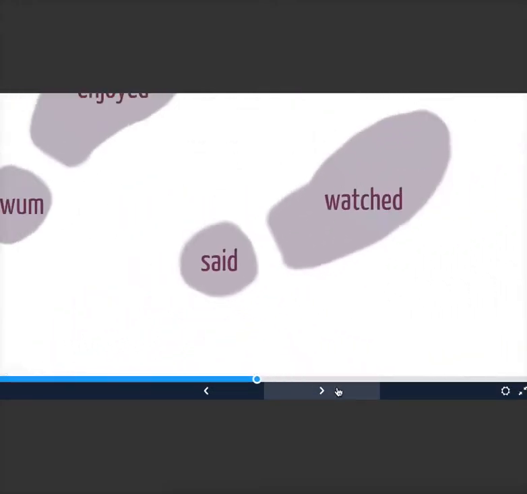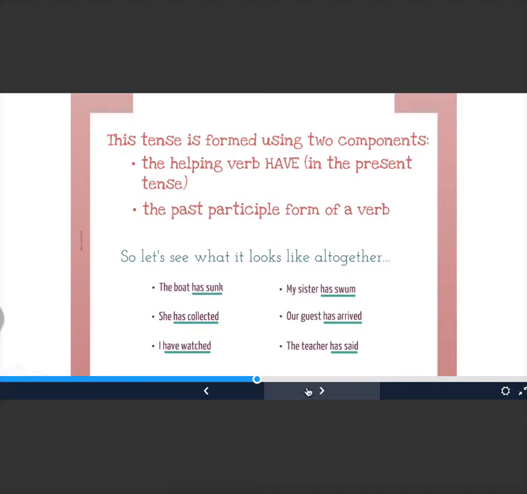So can you see, my dears, we have to change the structure of the verb in the past participle if the verb is irregular. Questions up to this point? Okay, let's continue then.